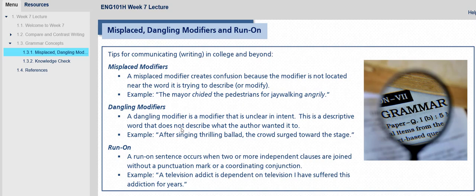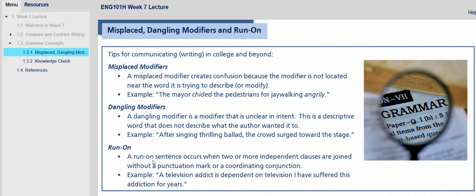And I remember saying, so here, after the actress was singing her thrilling ballad, then you have the crowd surge toward the stage. So dangling modifier means you're missing something. A misplaced modifier means you have to move the modifier in another position in order to make the sentence correct. And then we talked about sentence fragments in my Zoom video as well. This is all for your week 7 quiz on sentence structure.